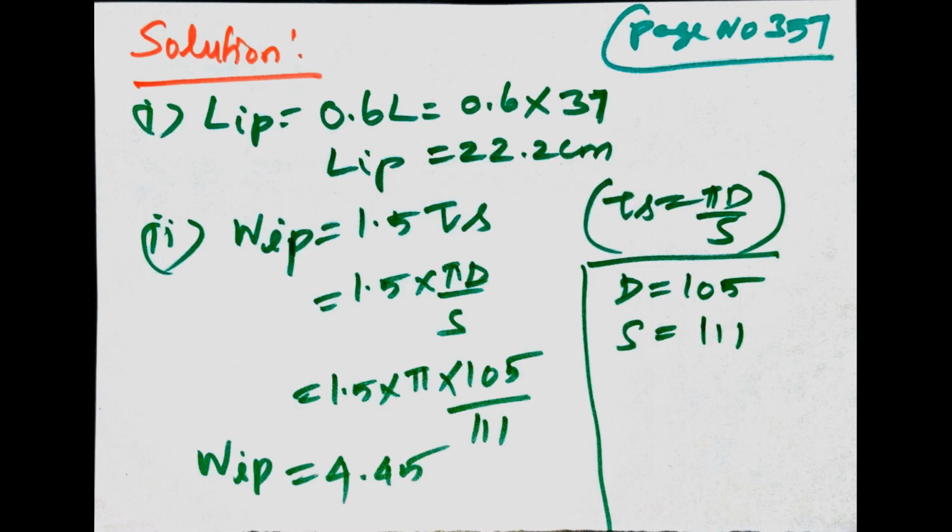Solution. First, L_IP is equal to 0.6 L, that is, the axial length of interpole is 0.6 into 37. L_IP is equal to 22.2 centimeter. W_IP, the width of interpole, is equal to 1.5 tau_p. Tau_p is equal to pi D divided by S. 1.5 into pi into 105 divided by 111. W_IP is equal to 4.4 centimeter.